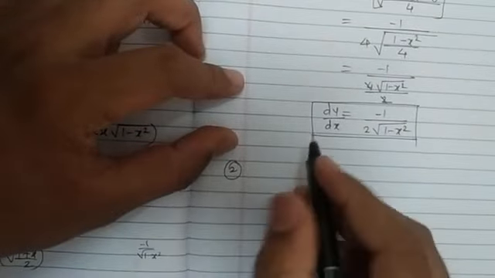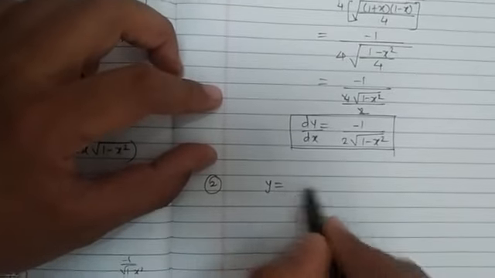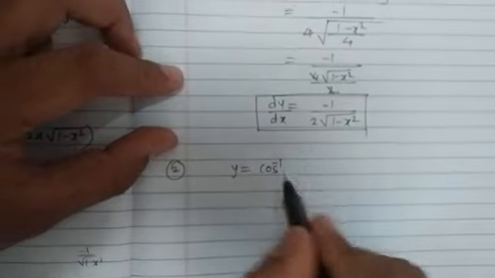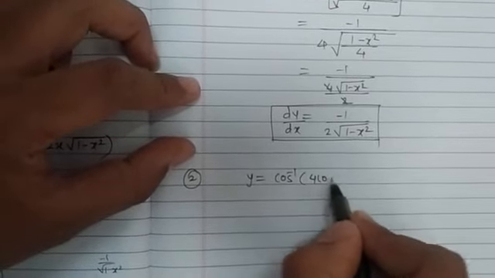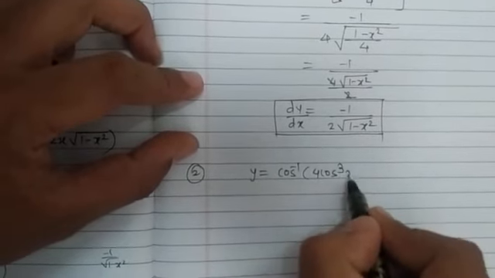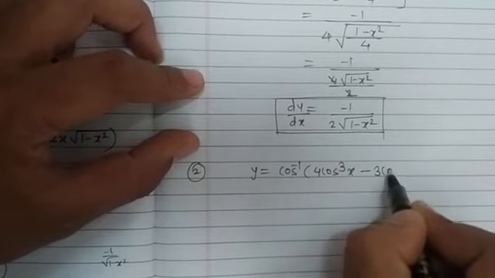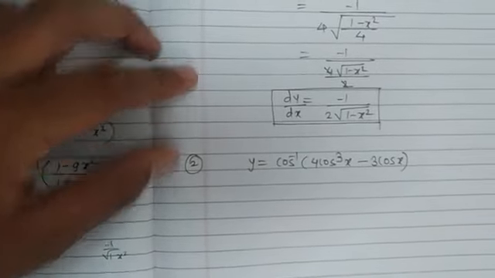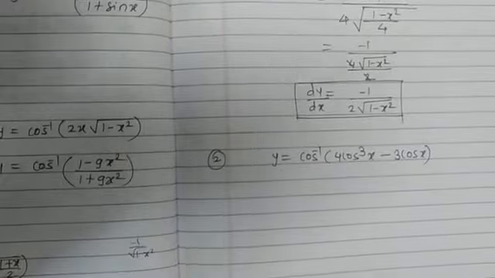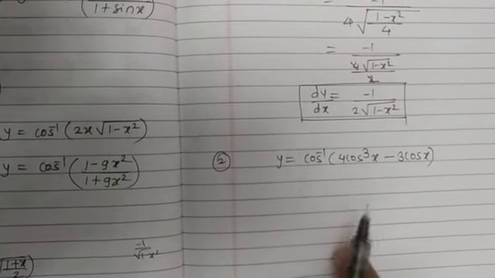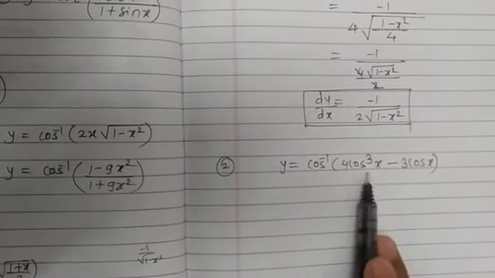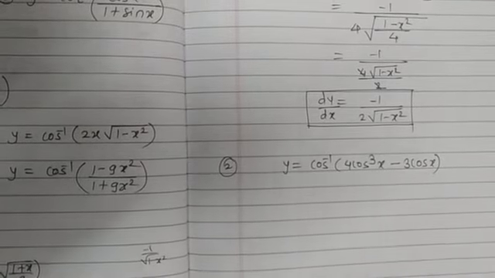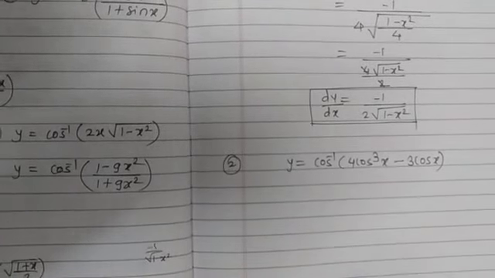Second example is y is equal to cos inverse in bracket 4 cos cube x minus 3 cos x. Now this example seems to be very difficult. If you see the term cos inverse, then in bracket 4 cos cube x minus 3 cos x, but actually this example is not that much difficult.